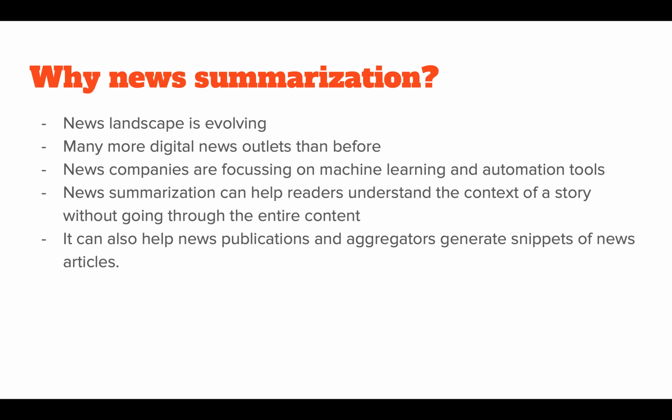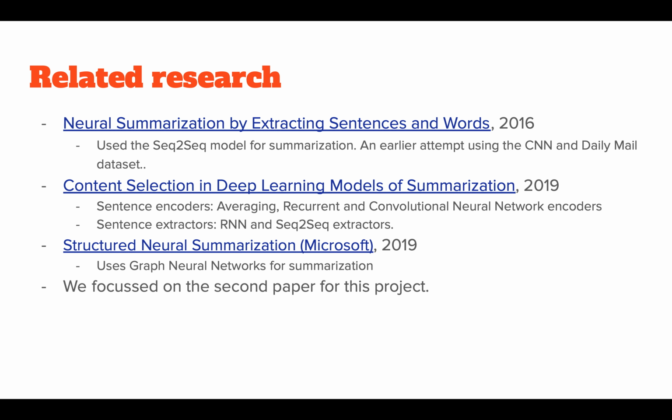Outlets like the Associated Press, Bloomberg, and Reuters have already automated some or part of some of their beats, like sports and quarterly business reporting. News summarization can help readers understand the context of a story without going through the entire content. It can help news publications and aggregators generate snippets of news articles, let's say as part of your app notifications.